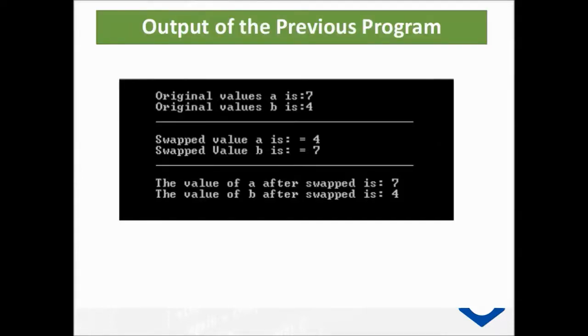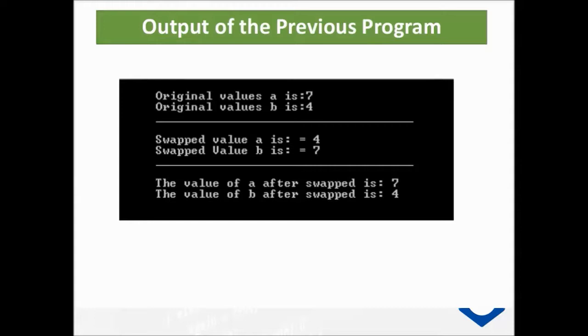Output of our program, the original value of a is displayed as 7, and the original value of b is displayed as 4. Then we call our function, and into the function we swap the value of a and b. After swapping, it displays the swapped value of a is equal to 4 and swapped value of b is equal to 7.